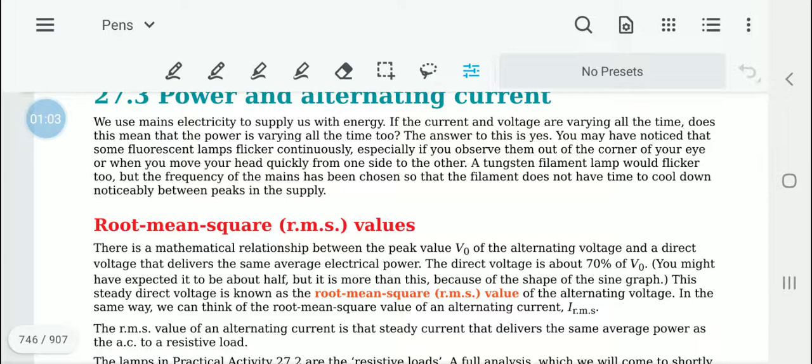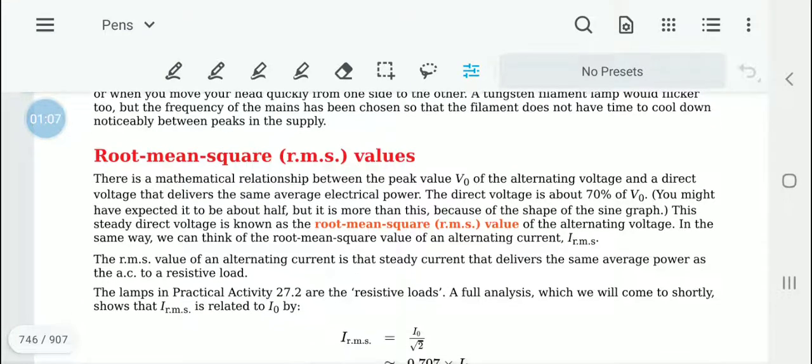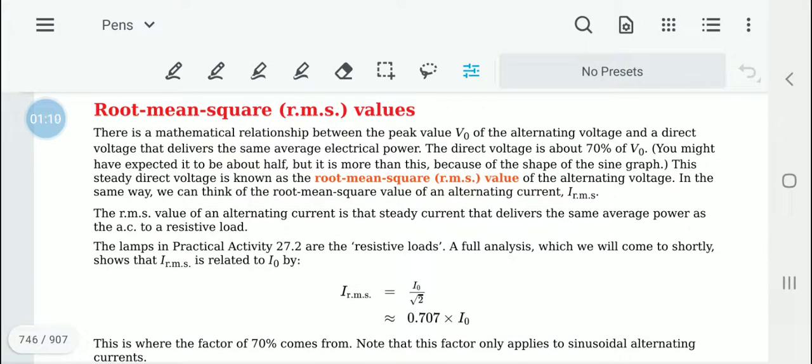Then the relationship between the peak value VO of an alternating voltage and a direct voltage that would give the same average electrical power is what we refer to as the root mean square. From that relationship, we can calculate that the direct voltage is about 70% of VO. That is, the direct voltage is about 70% of the peak value of the alternating voltage.